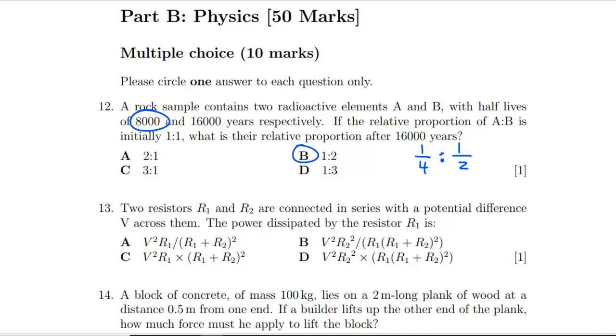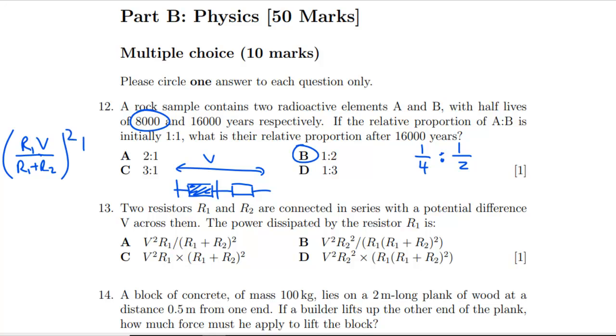Question 13. Two resistors R1 and R2 are connected in series with a potential difference V across them. What's the power dissipated by resistor R1? Right, so we've got this set up. Now, this total potential difference of V is going to be divided across these resistors in proportion to the resistance. So if we're looking at R1, the fraction of the resistance is R1 over R1 plus R2. If we multiply that by V, that's our potential difference across R1.